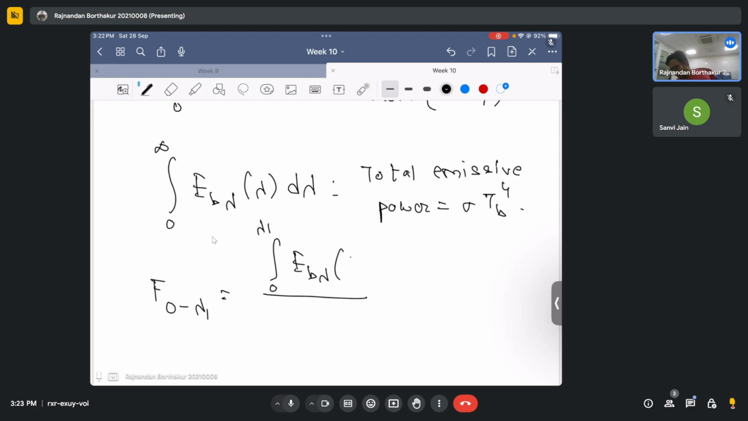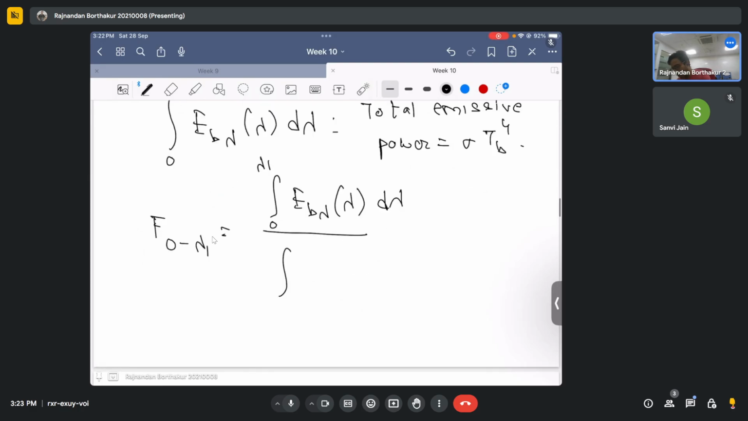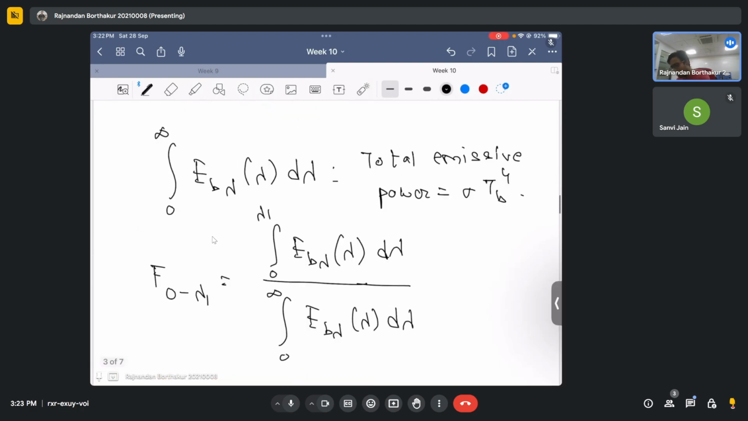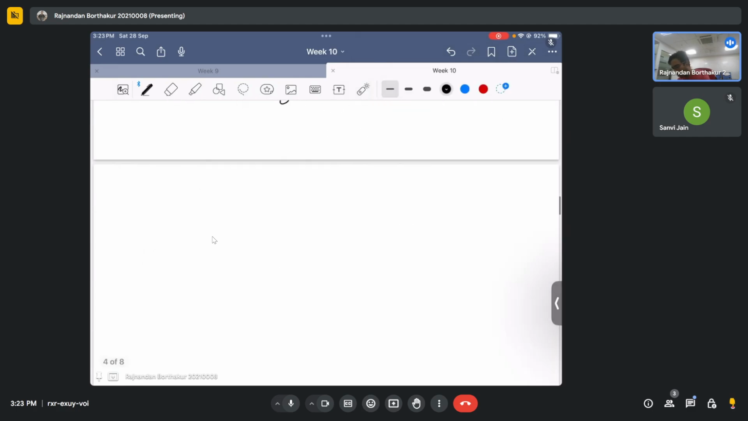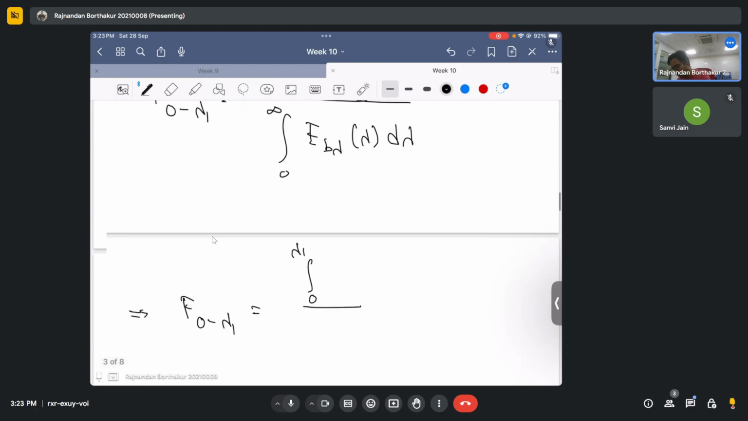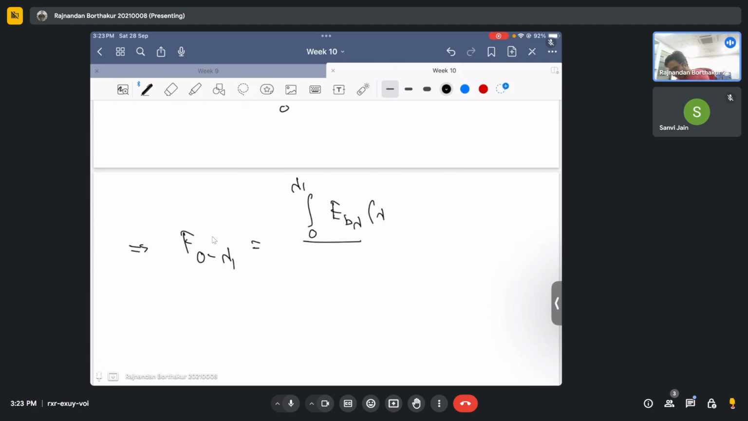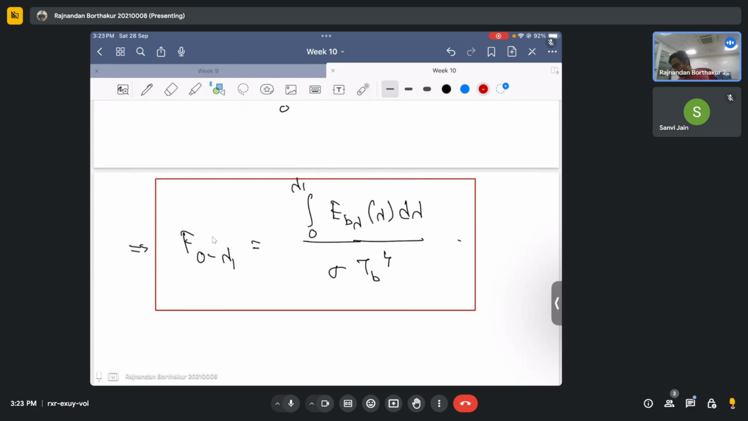the integral of E_b lambda, a function of lambda, d lambda, divided by the total emissive power, which is the integral from 0 to infinity of E_b lambda d lambda. Using the Stefan-Boltzmann law, this f 0 to lambda 1 is the integration from 0 to lambda 1 of E_b lambda d lambda, divided by sigma times T_b raised to the power 4.